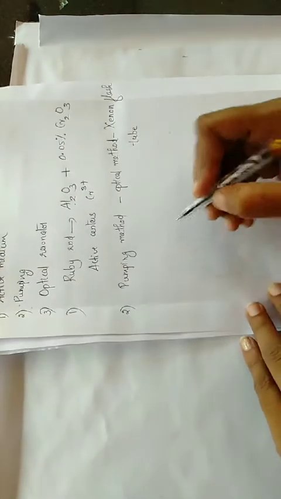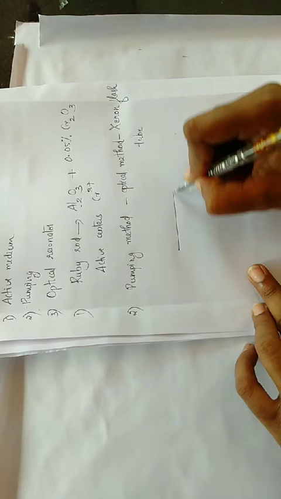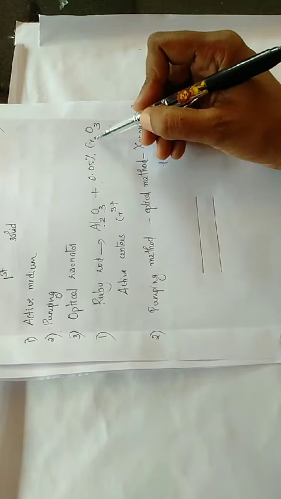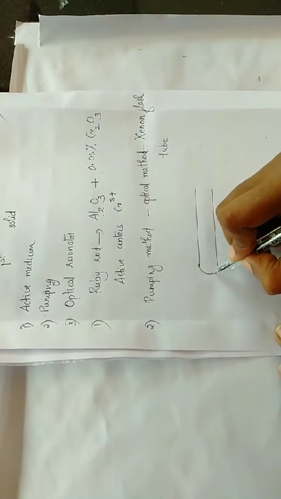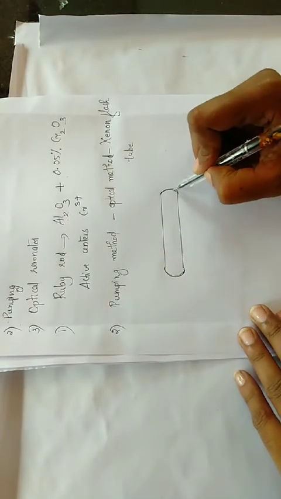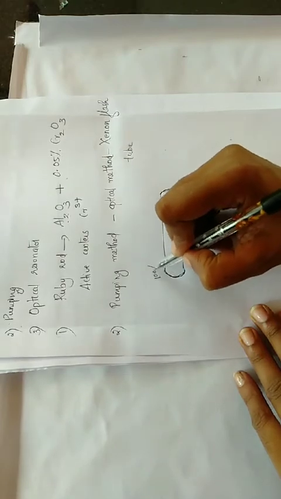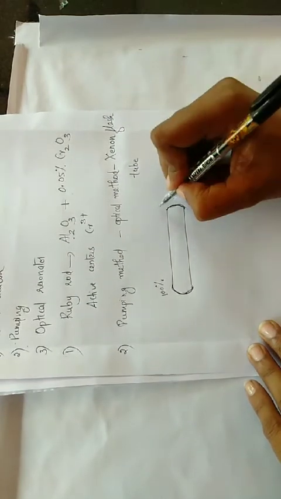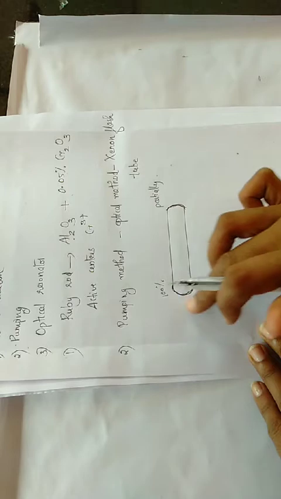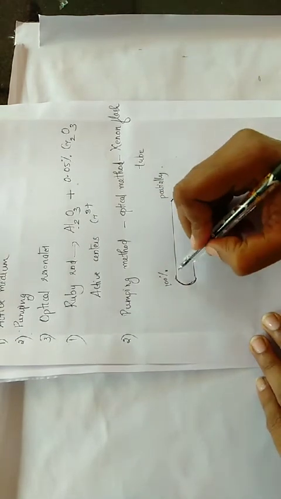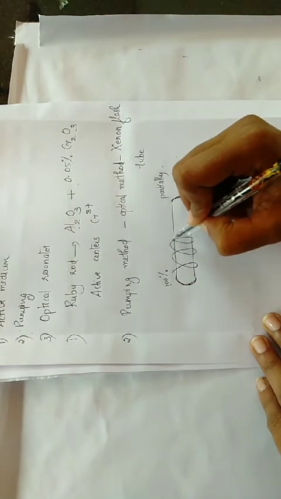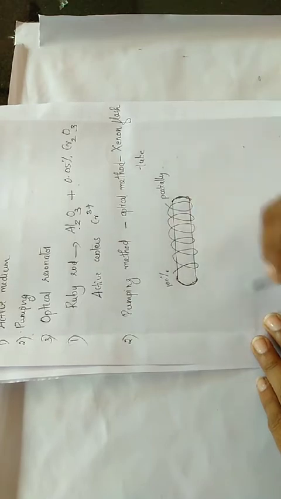Then what is its figure? How does it look? It consists of a ruby rod, that means aluminum oxide doped with 0.05% of chromium oxide, in the form of a rod. The two sides of the rod we are polishing, so that one side of this rod will act as a 100% reflecting mirror and the other side will act as a partially reflecting mirror. So the ruby rod itself acts as optical resonator here, and over this ruby rod we are winding a helical shaped xenon flash tube.